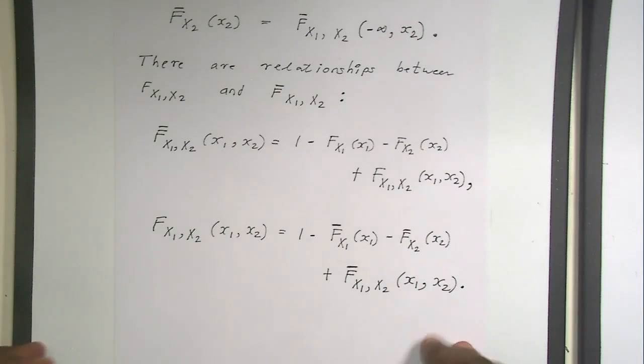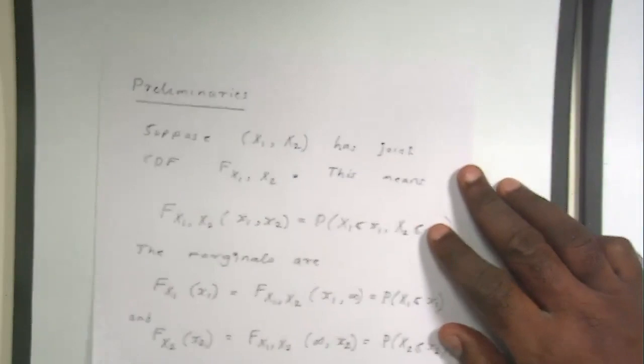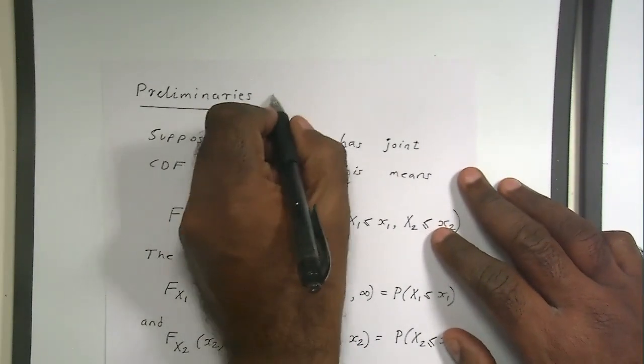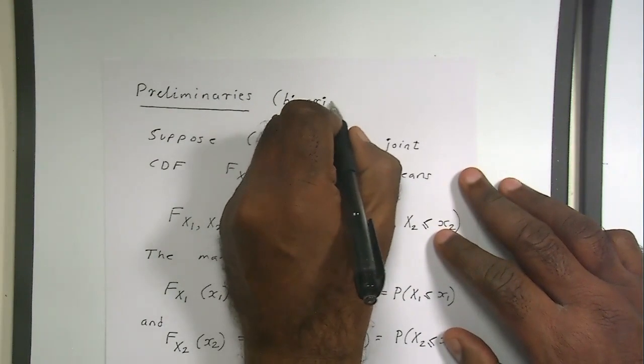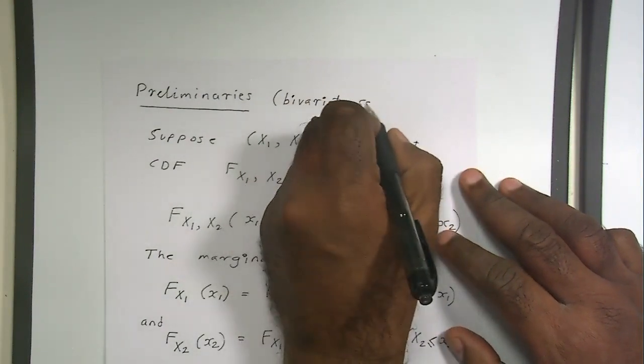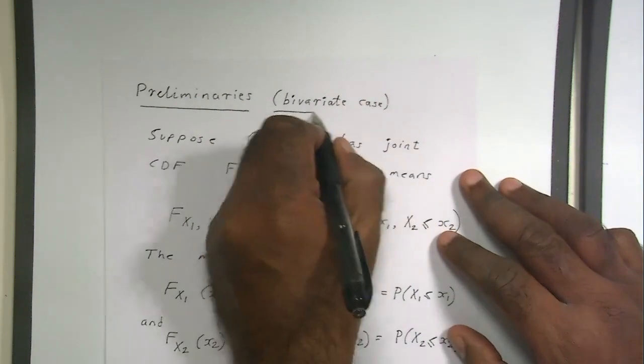Okay, right, guys. Just before I go, what I have done so far is for the bivariate case. These are preliminaries for the bivariate case. There's no need for you to copy this because I will scan this and put it online after the class.